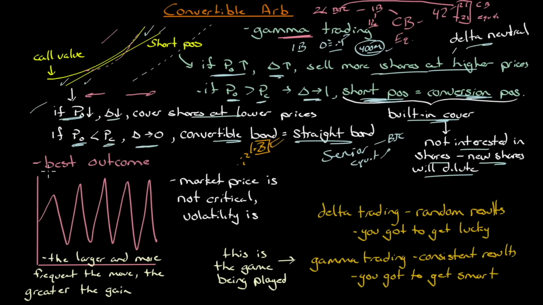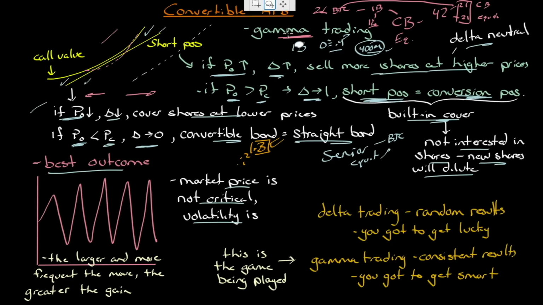Here's the best outcome for everybody involved. When I say everybody involved, it's the best outcome for the shareholders as well. If you want to keep this game alive, you need big price swings. You don't really care what direction. The market price is not critical. Volatility is. This will keep the convertible bondholders in the game.